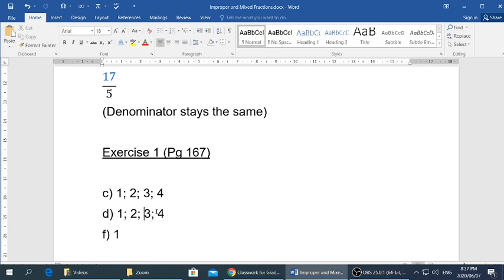And this is where I will end this lesson. Next time we will look at how to do sums with fractions. I will see you guys for the next lesson.